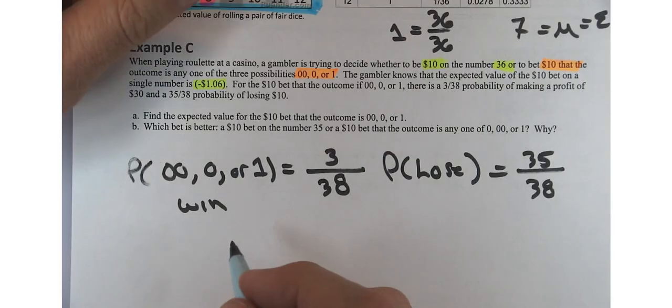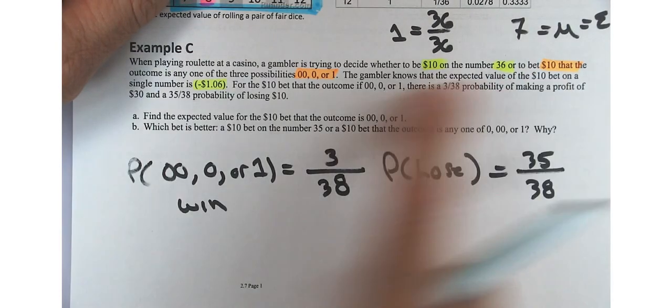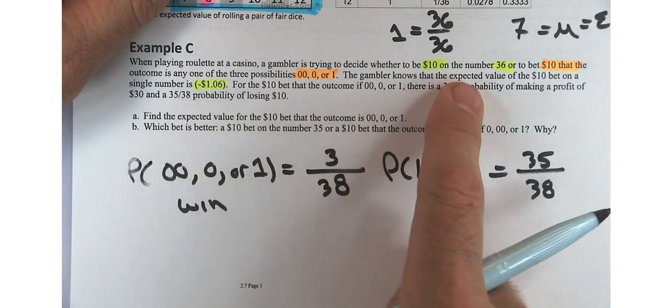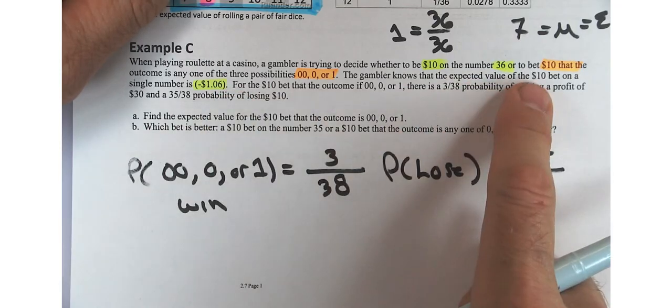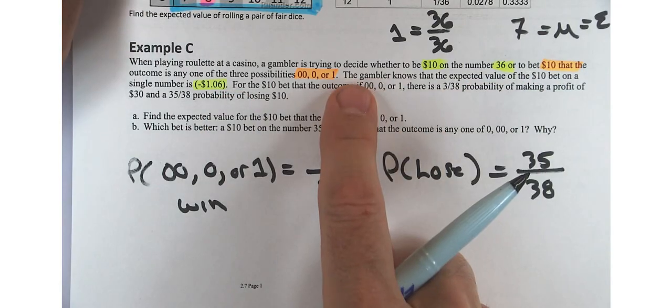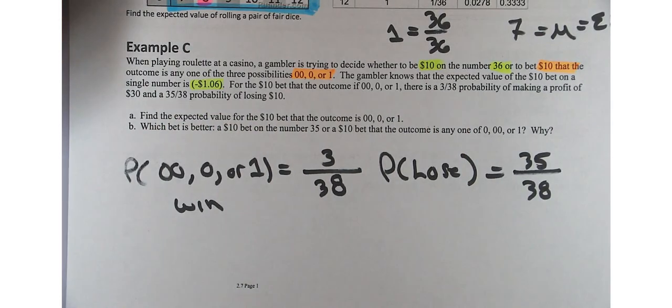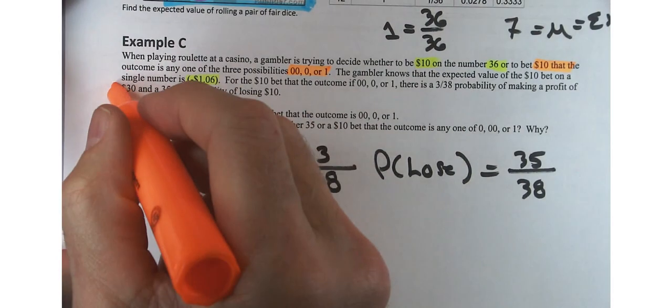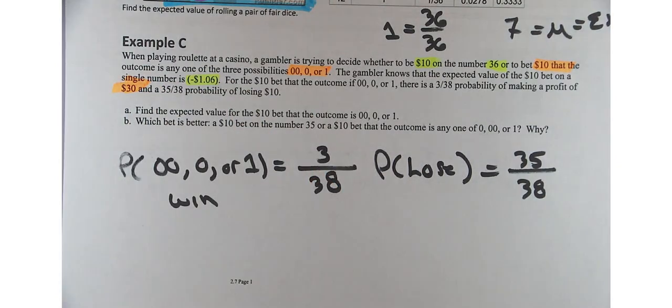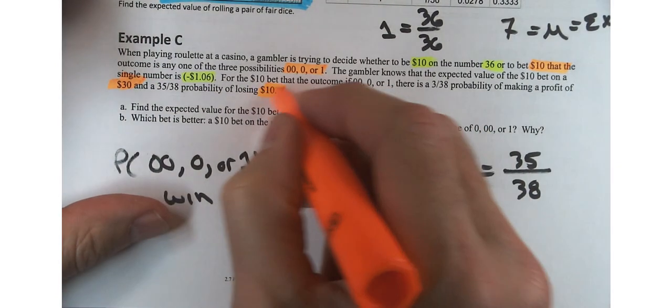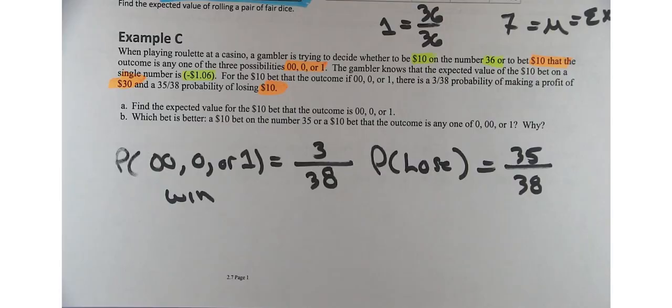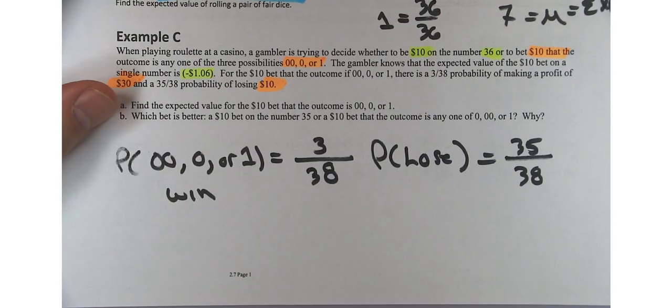Now, if you win, according to this, you win, where is it? $30, I think. Yeah, you win $30 if you win. And of course, you end up losing $10 if you lose. So I'm going to put those in as my variables for X.